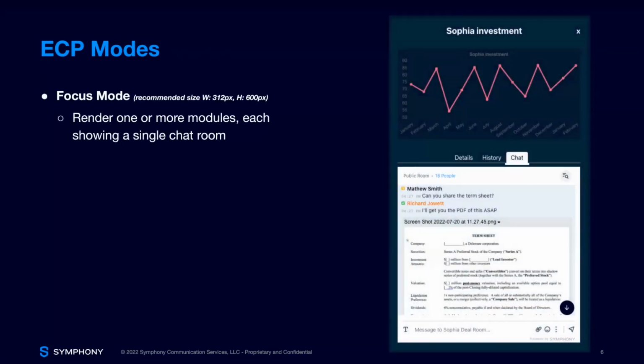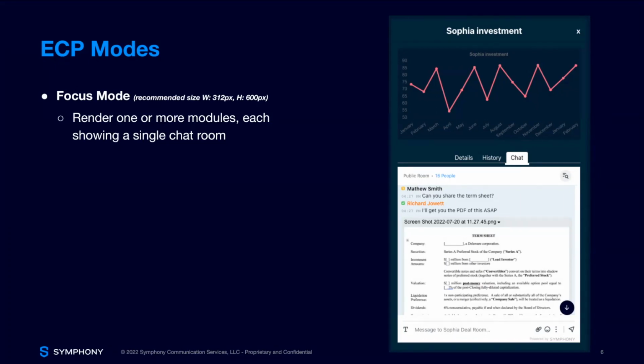Sure. Let's take a look at the different modes to display ECP chat conversations. The default mode we have is Focus Mode. This enables you to render one or more chat modules with each showing a single chat. You can include curated messages by using the rich text editor to include attachments and emojis.